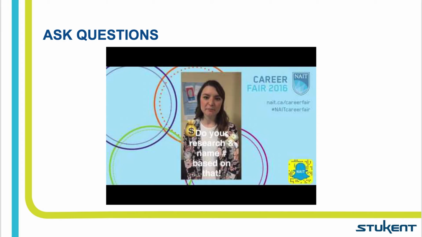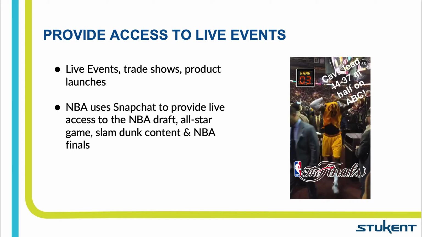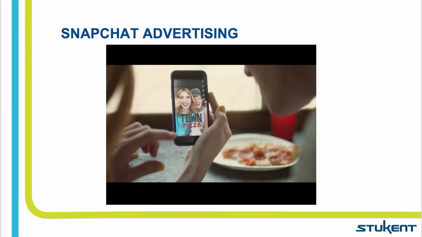Ask questions. Hey, what do you want to know about this? X, Y, and Z. Provide access to live events. Again, sneak peeks to stuff you don't ever get to really see. Live events, trade shows, product launches. It's a great way for you to be doing something cool that your followers, your customers don't get to see. The NBA uses Snapchat to provide live access to the NBA draft, All-Star Game, Slam Dunk Contest, and NBA Finals. So you get to see some pretty cool, like, behind the scenes, like, is that LeBron? What's up with his shirt?